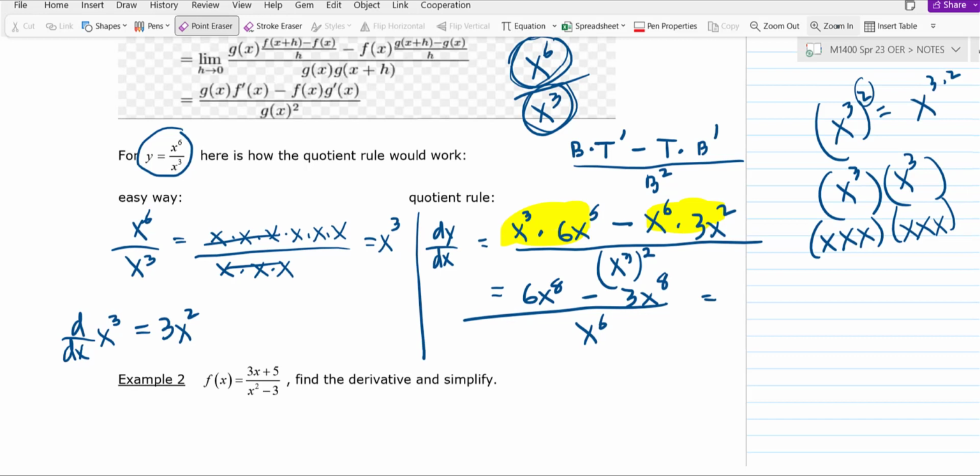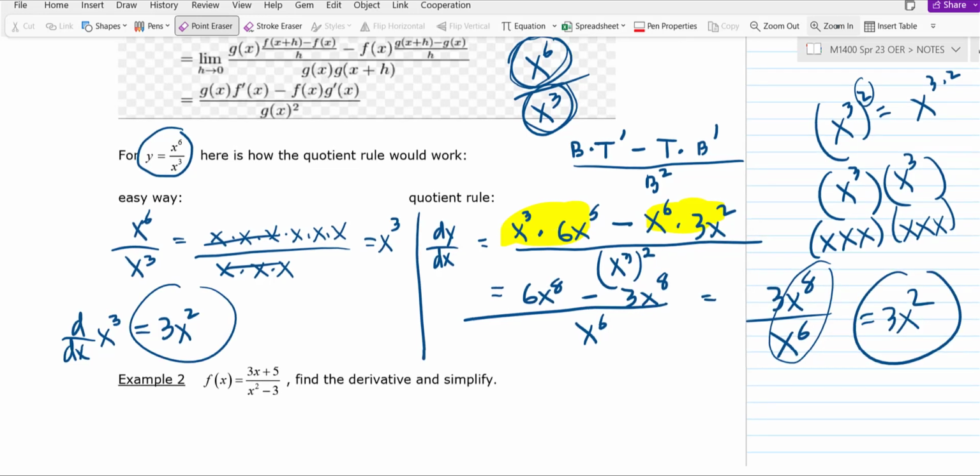So 6 minus 3 is 3x to the 8th over x to the 6th. Okay, now this is going to pop up again. I'm not going to write it out this time. I want you to just think. There's 8 x's on top, 6 on the bottom. What happens? 6 cancel, leaving you 2 on top. Then they're on top because there's 2 more on top. So you get 3x squared. Okay, so notice that we got the same answer, the easy way and then the product rule way.